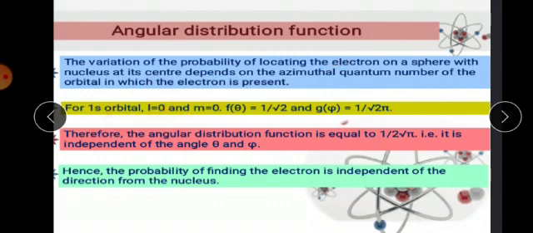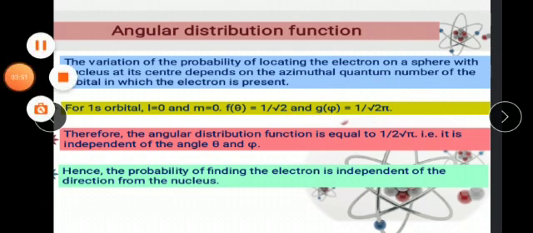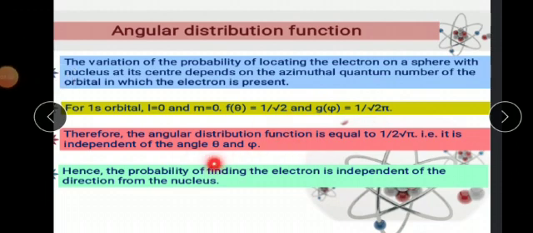For the 1s orbital, it means first shell, L is equal to 0, M is equal to 0, and F of theta is equal to 1 by root 2, and G of phi is 1 by root 2 pi. Therefore the angular distribution function is equal to 1 by 2 root pi. It depends on the angle theta as well as phi. Here the probability of finding the electron is independent of the direction from the nucleus.